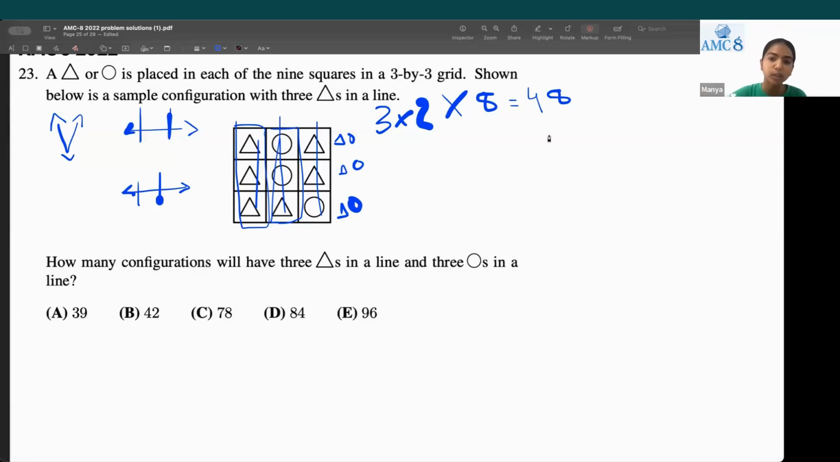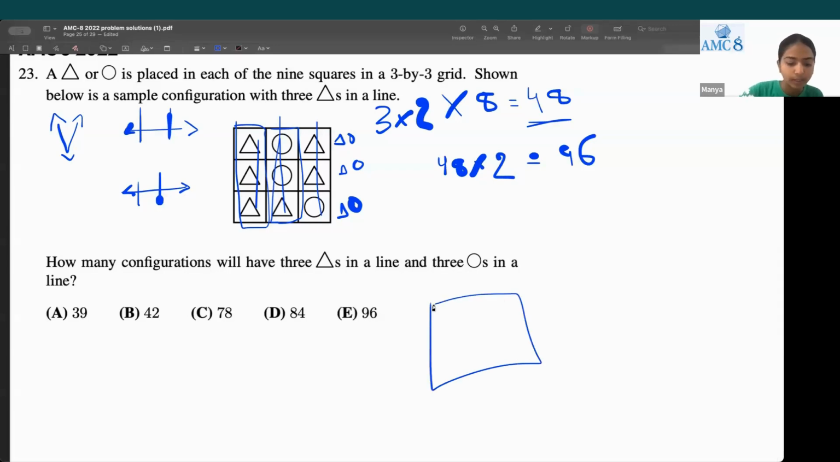So since we know the possibilities for vertical, we'll have to do the same for horizontal. And if we do the same thing, then we'll be getting 48 times 2, and that will be giving us 96. Then shouldn't the answer just be 96? No, because we're overcounting. Let me explain why.